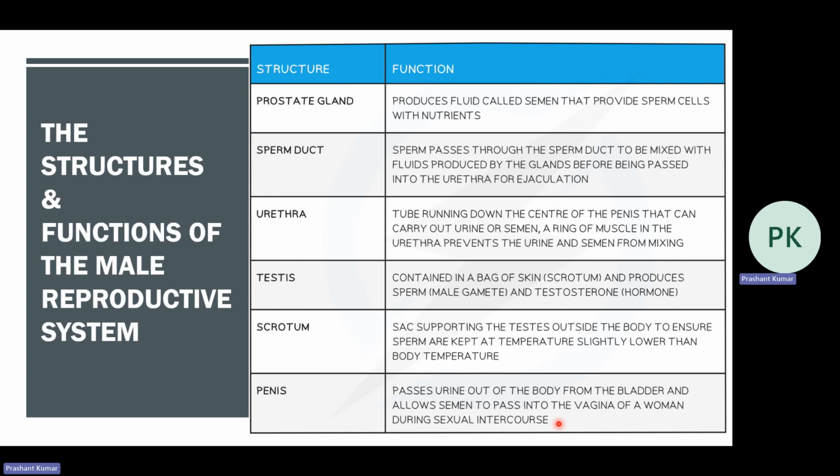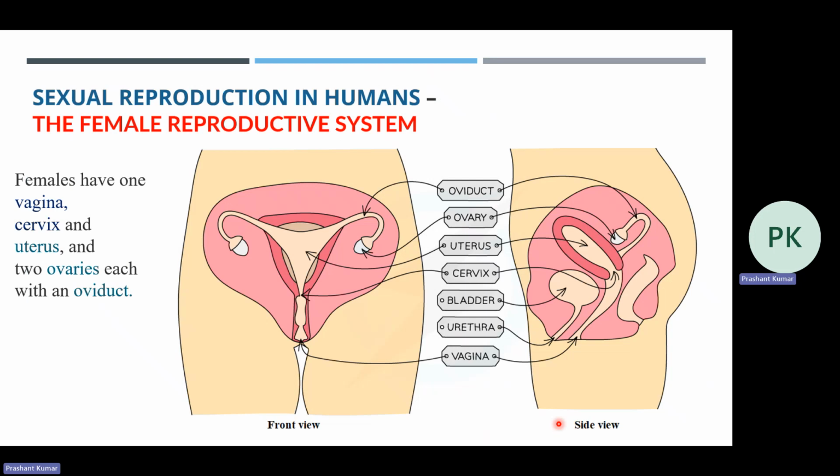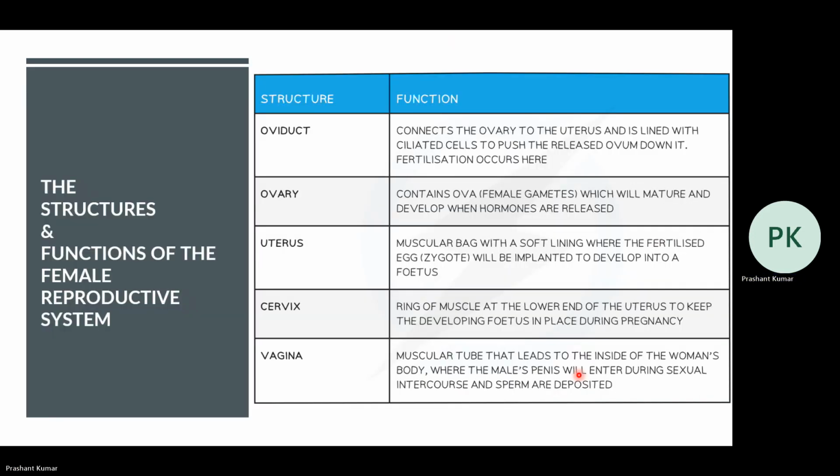In the female part, we'll see where fertilization takes place and what the fallopian tube is. So this is the female part. Females have a pair of ovaries, then a pair of oviducts, then a uterus, then a cervix. This is the vagina. This is the front view, this is the side view. The oviduct, also called the fallopian tube, is the site where fertilization takes place. Very important site. The ovary produces the gametes, the egg cells.